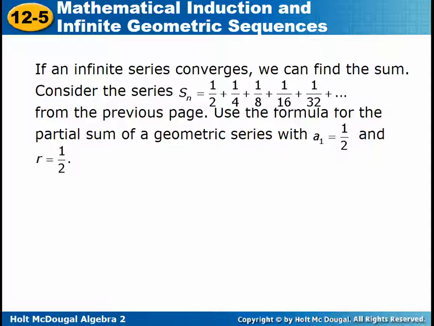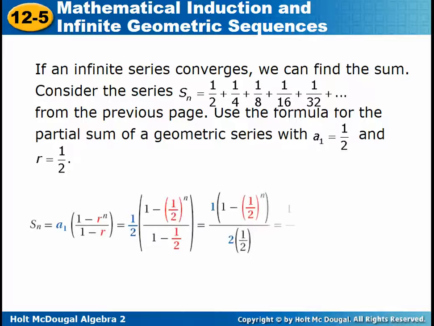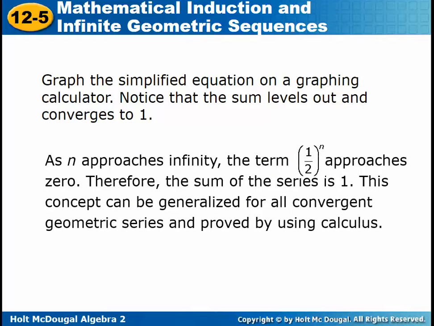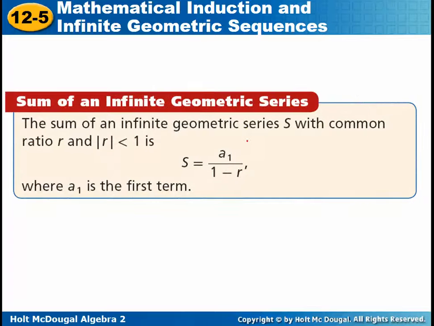There's going to be a formula, and this is how they came up with the formula. They did the partial sum for a geometric series with a sub 1 equals 1/2 and r equals 1/2. And they wrote it like this, and it's really long, but it simplifies with some magic math. This is all algebra skills. It simplifies to this, which led the mathematicians to figure out that you could use this formula, which is a pretty simple formula.